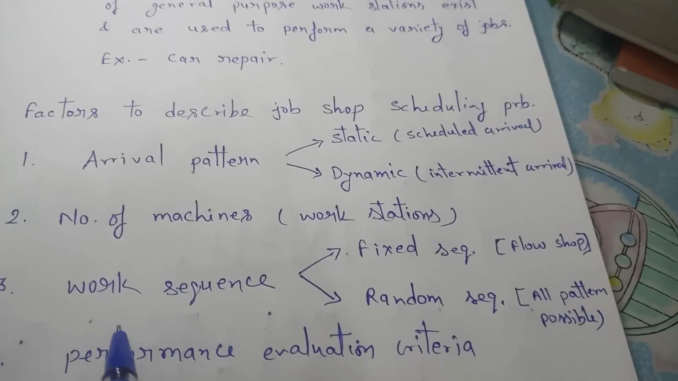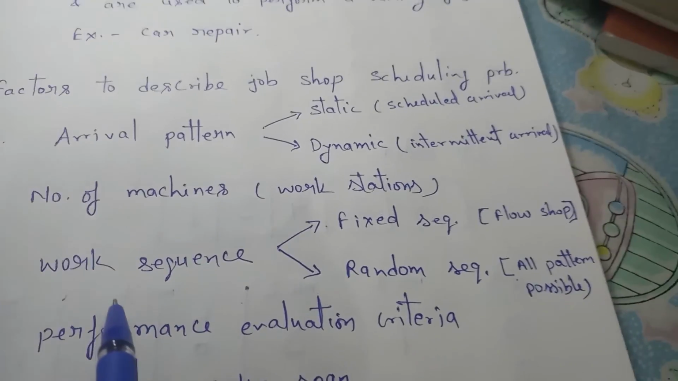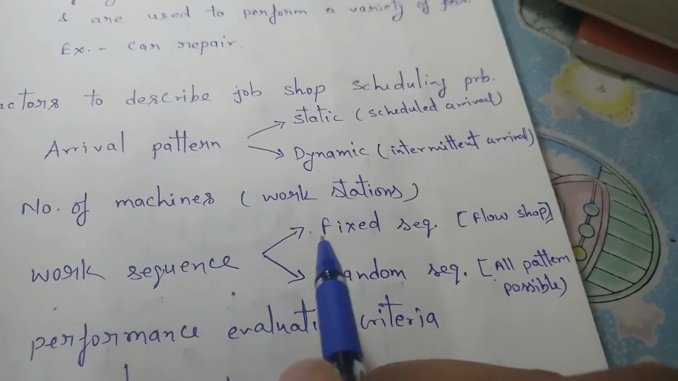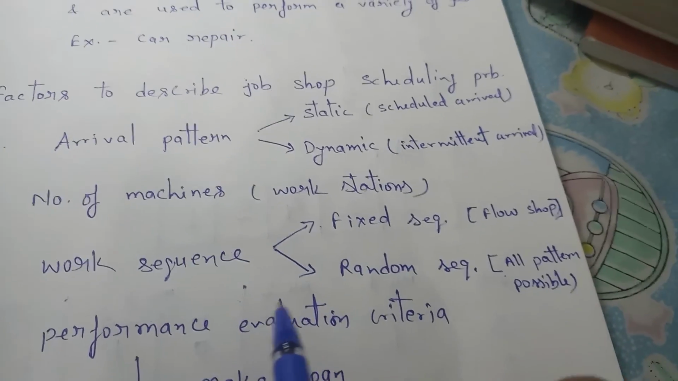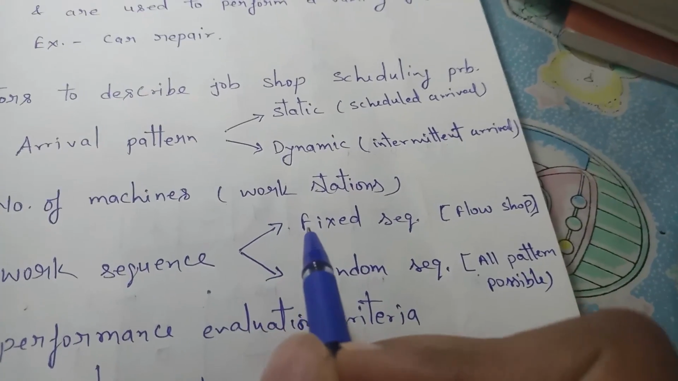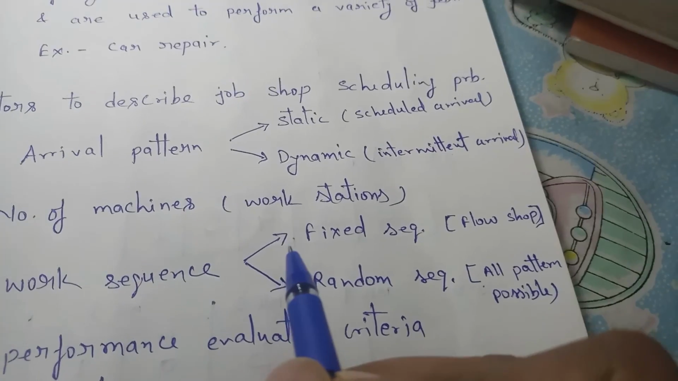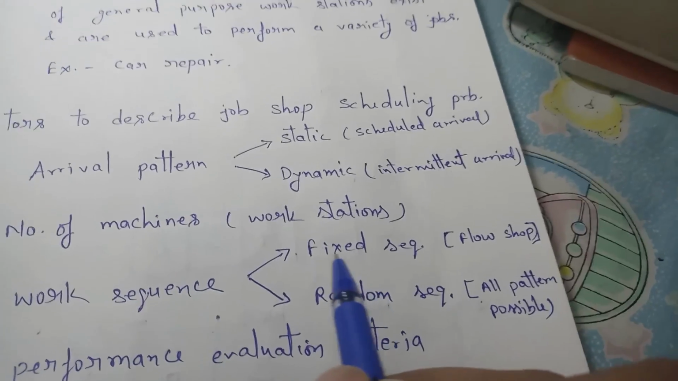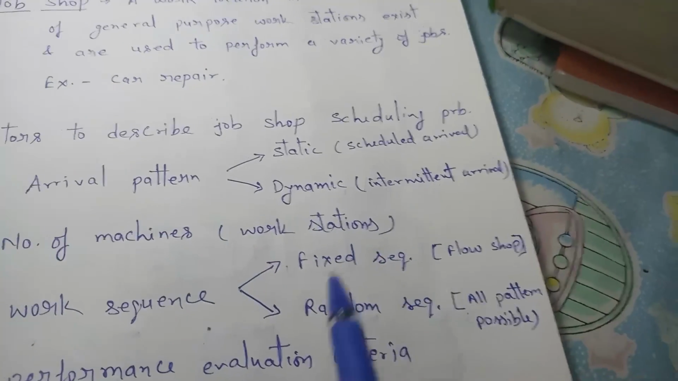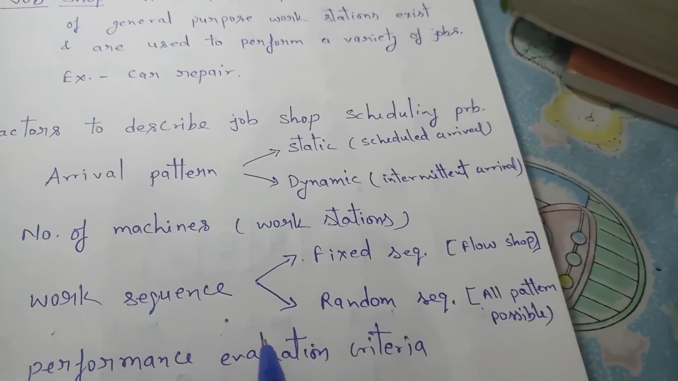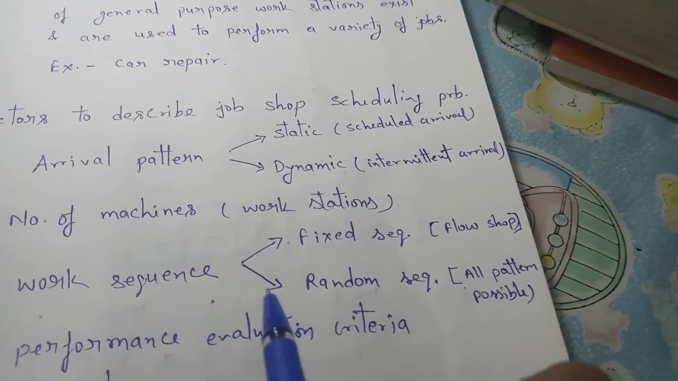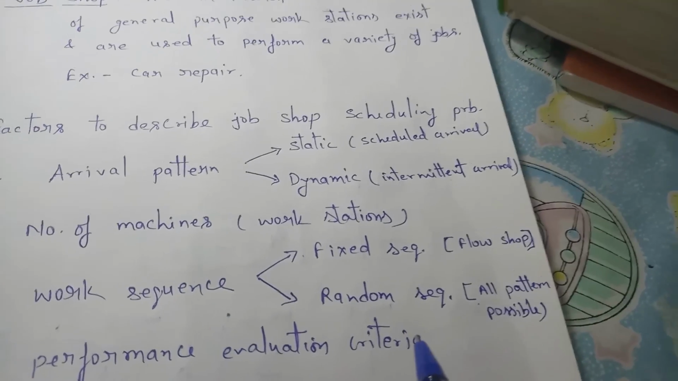Now the third one is the work sequence. Work sequence may be of two types: first a fixed sequence, and second a random sequence. The fixed sequence is also called the flow shop sequence, where we fix the sequence. It means the job should go to the first machine, then the second, then the third. In a random sequence, a job may go to machine one, then to three, or to five. All patterns are possible.